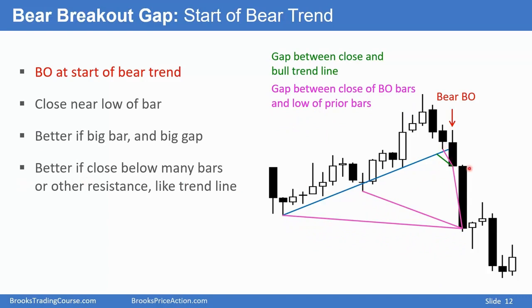Gap here, and then we have an even bigger bear breakout, and there's a gap between its close and the low of the prior bar, its close and this low, its close and that low. We have a 4-bar bear breakout. If you want, you can call it a gap, you can call it a breakout, you can call it a reversal. Strong enough momentum so that there's going to be at least a second leg down.